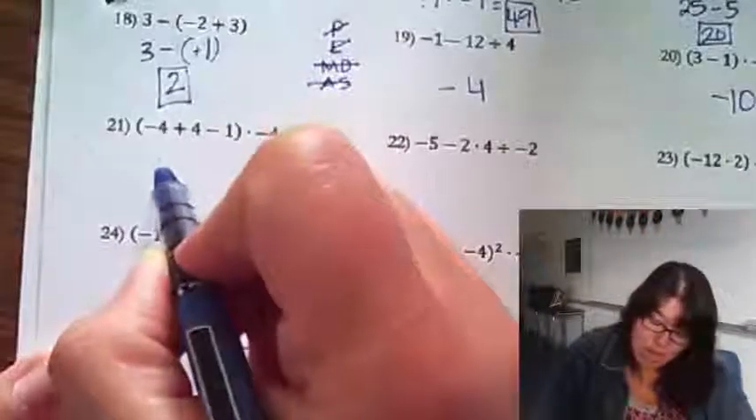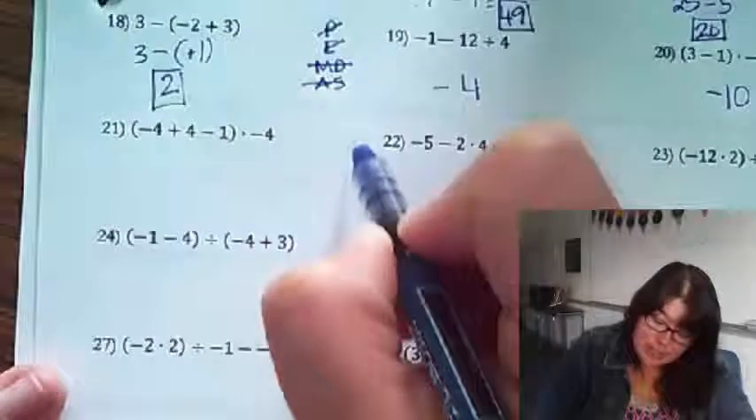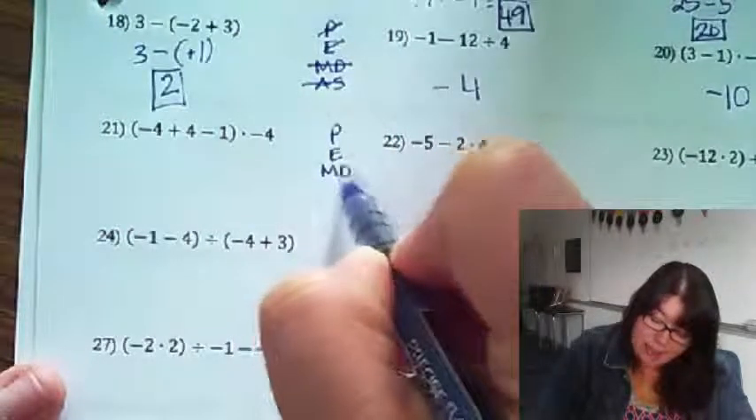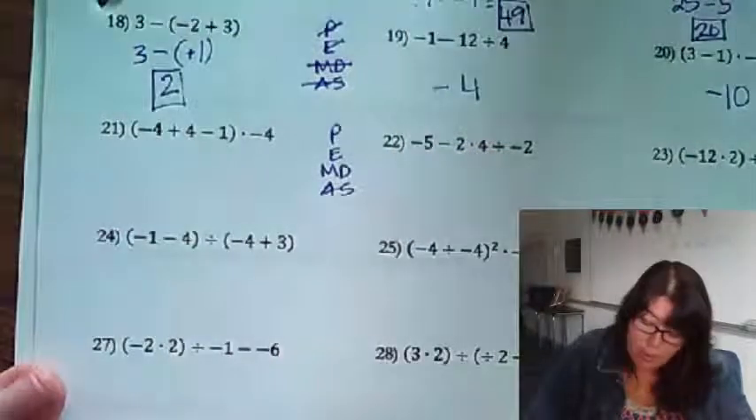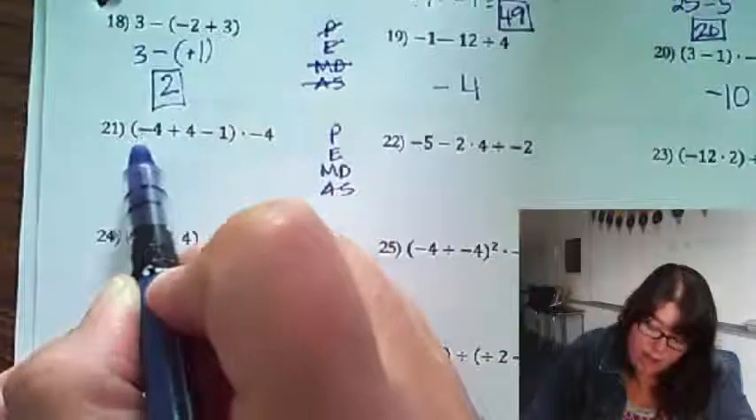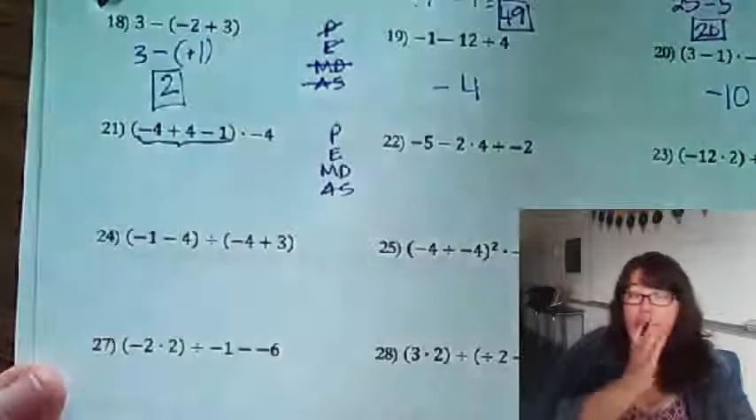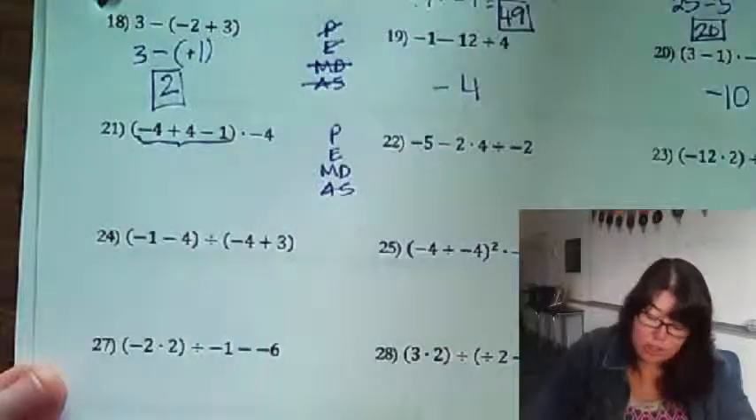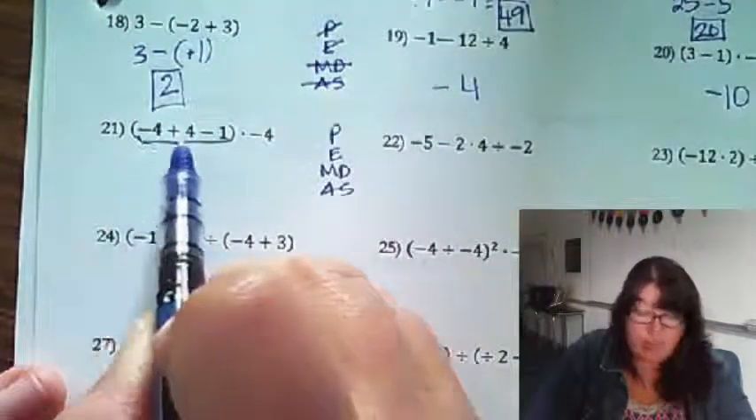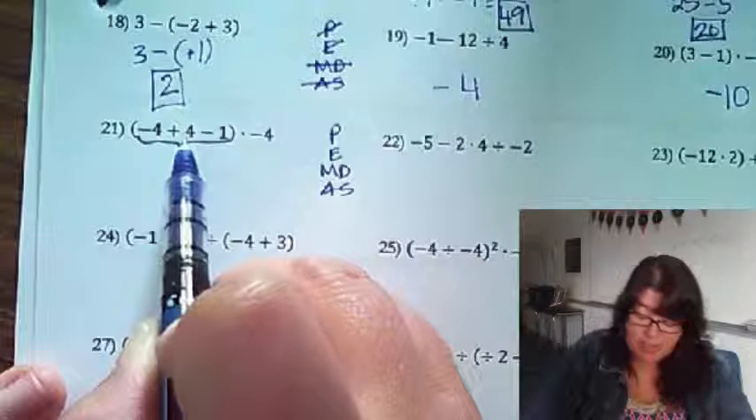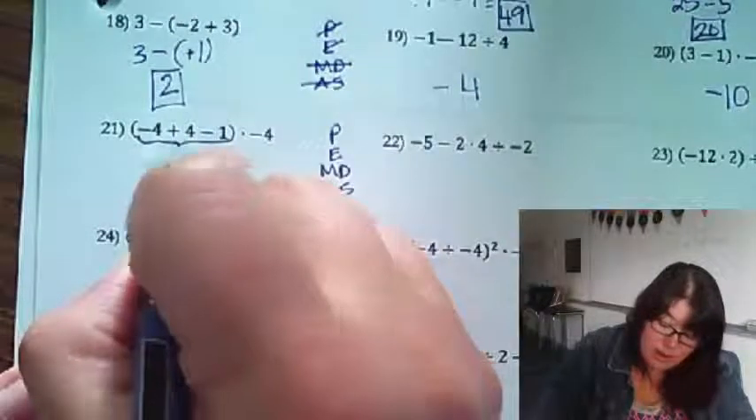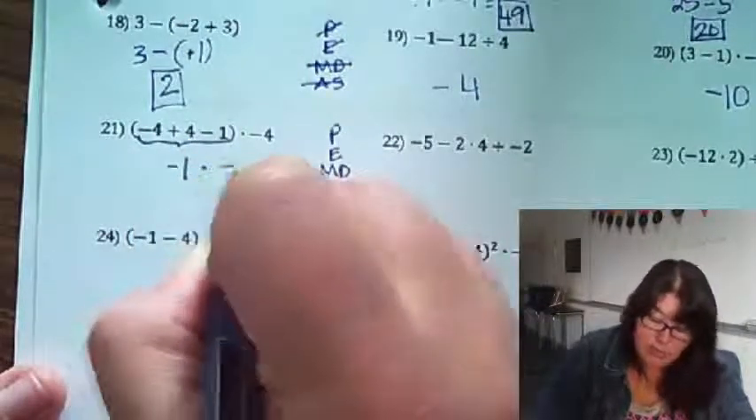21. All right, so parentheses, exponents, multiply, divide, add, and subtract. And there we go. Parentheses. I'm going to do all of this first, and I'm going to go from left to right. So -4, +4. If I combine those, I get 0. 0 minus 1 is just -1. Bring down the rest of my problem, times -4.